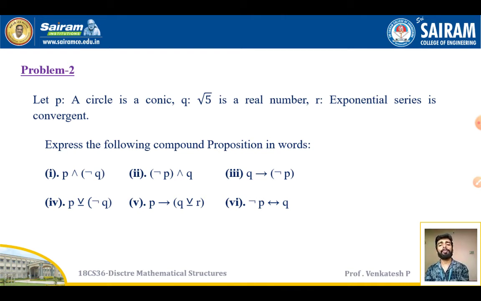The first compound proposition is P and negation Q. Second one is negation P and Q. Third one is Q implies negation P. Fourth one is P or negation Q but not both. Fifth one is P implies Q or R but not both. Next, sixth one is negation P double implies Q. So we'll see one by one.